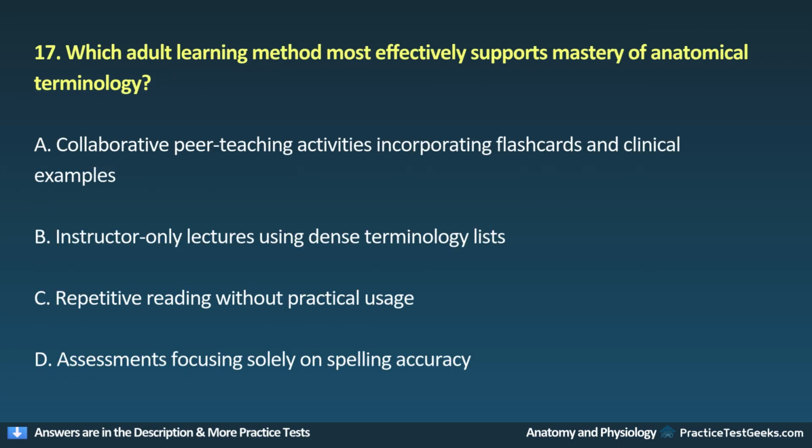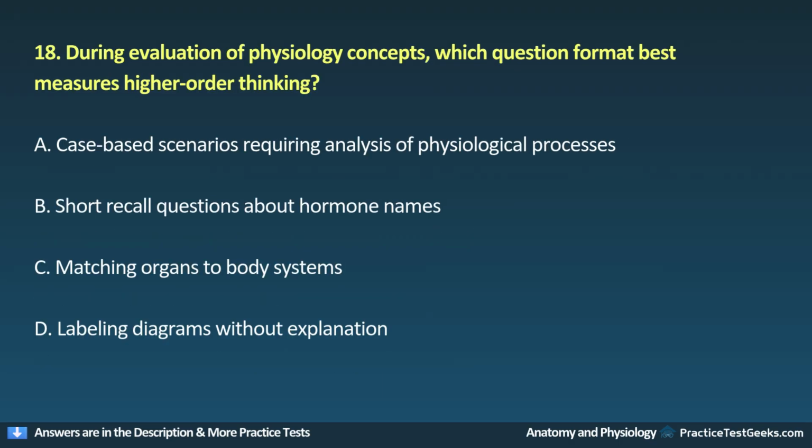17. Which adult learning method most effectively supports mastery of anatomical terminology? A. Collaborative peer teaching activities incorporating flashcards and clinical examples. B. Instructor-only lectures using dense terminology lists. C. Repetitive reading without practical usage. D. Assessments focusing solely on spelling accuracy.